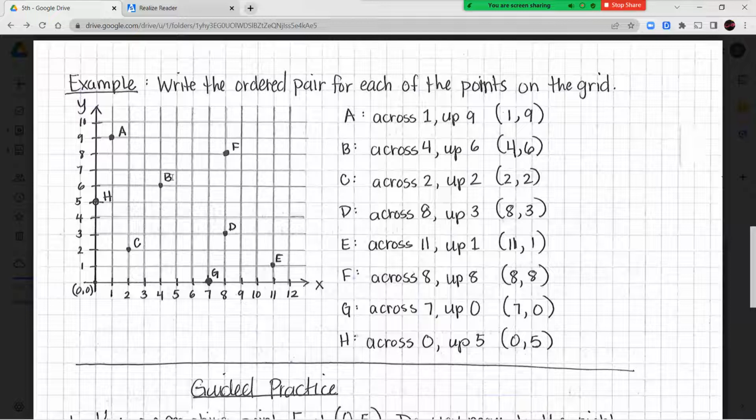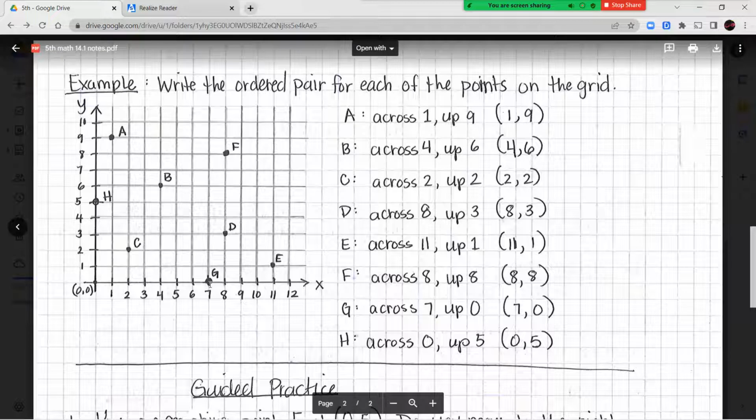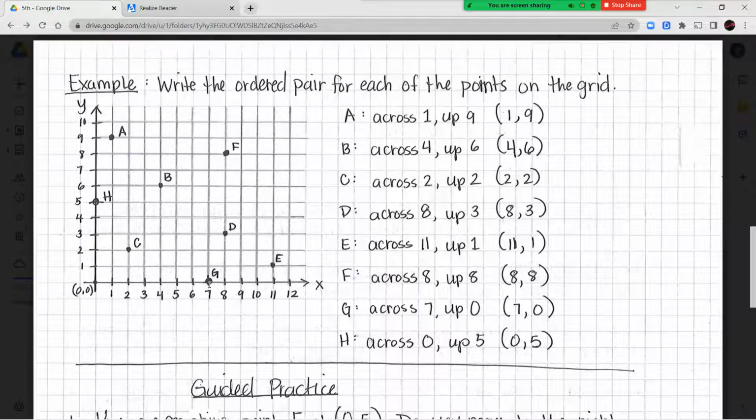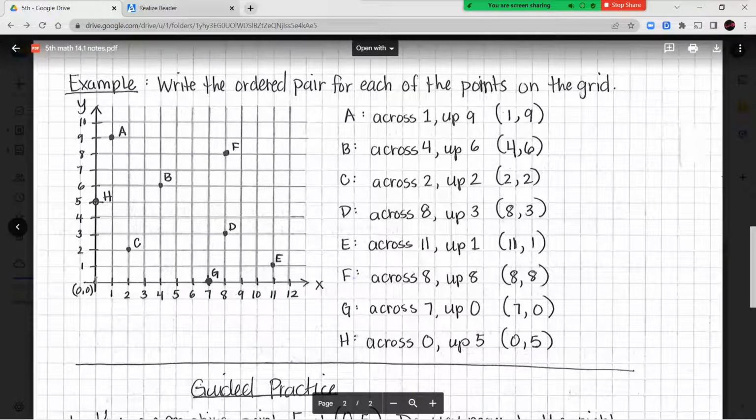Now point G went across 7, but it didn't go up anything at all. It went up 0. So our ordered pair for point G is 7, 0. And for point H, we went across 0. So we're still at our 0 point, and we went up 5. So point H is located at 0, 5.